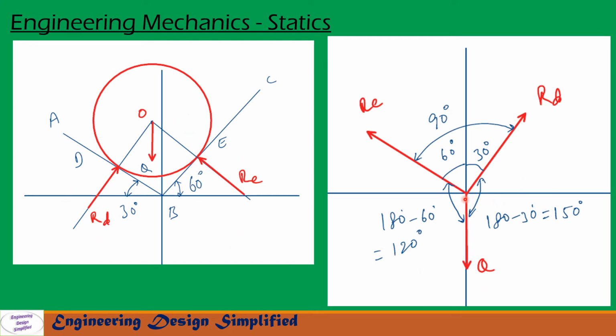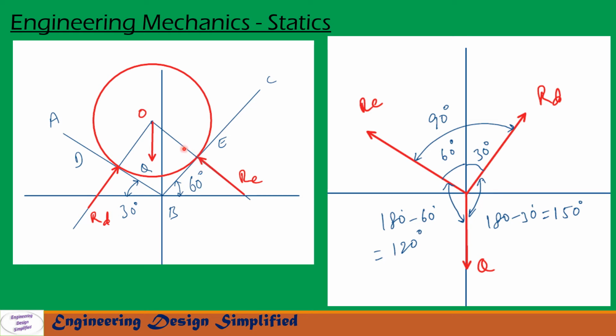So the weight Q is acting downwards, RD is acting towards this direction. So here RD is depicted here and angle here is 30 degrees. So if this angle is 30 degrees, then this angle will be 60 degrees and this angle will be 90 degrees. If that is the situation, then angle between vertical and this RD will be 30 degrees again. So that is shown here. So angle between this vertical line and RD is 30 degrees. Similarly, this angle is 60, this will be 30 and this is 90.